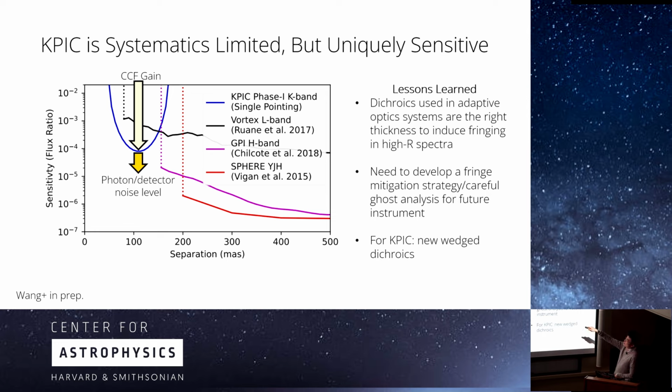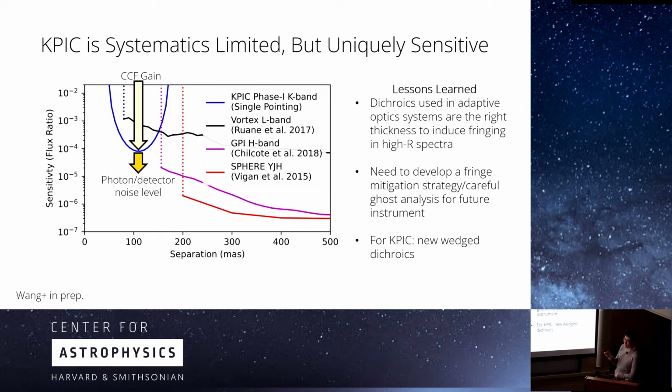But we actually are not hitting the photon or detector noise level. I'm going to talk about this more at the lunch talk tomorrow, but essentially what we found is that when we combine a high contrast imaging system with a high resolution spectrograph, weird combinations start appearing. In particular, the dichroics that we use in the high contrast imaging system actually create spectral fringing in our high-res spectrograph.